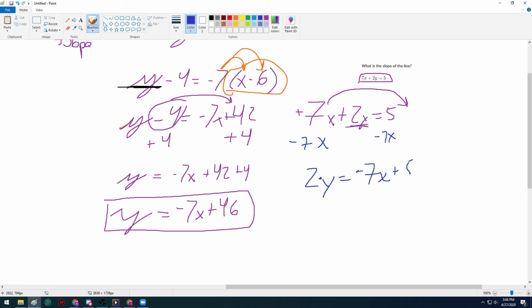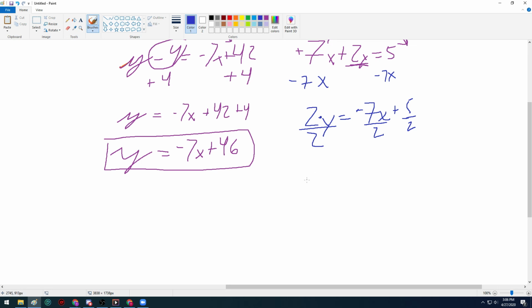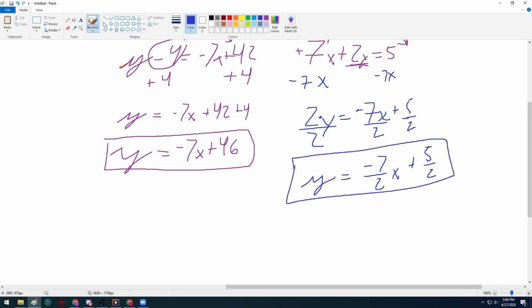Now we know that this is 2 times y. So how do we get y by itself? Well, we divide by 2. And if we divide this by 2, we need to divide everything over here by 2. If you're using this, I do not mind them being left in fractions. I am going to be leaving them in fraction form. So now we have y is equal to negative 7 over 2 x plus 5 over 2. And this right here is your final answer for slope-intercept.